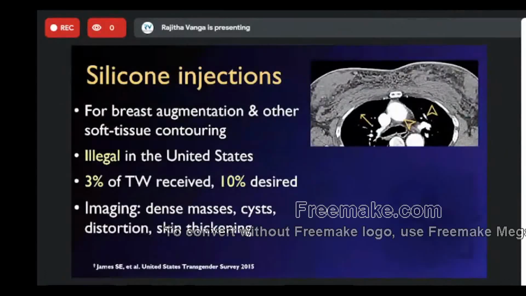The silicone injections may result in silicone particles, which you can see here. They may sometimes go into the bloodstream and cause embolism, that is pulmonary embolism, or it may result in systemic autoimmune reactions. Sometimes it may lead to death. So that is the reason silicone injections are illegal.